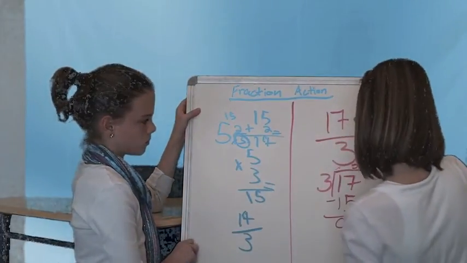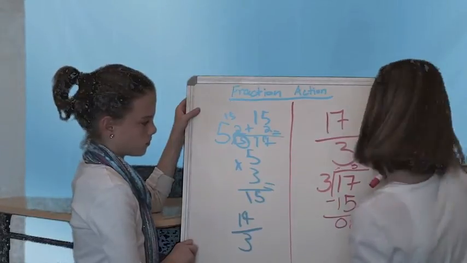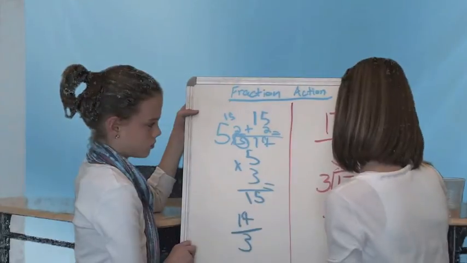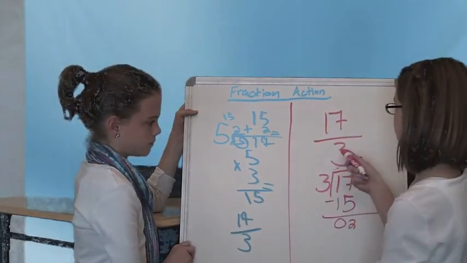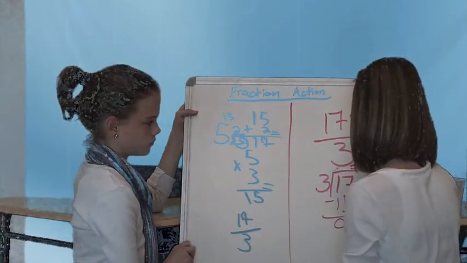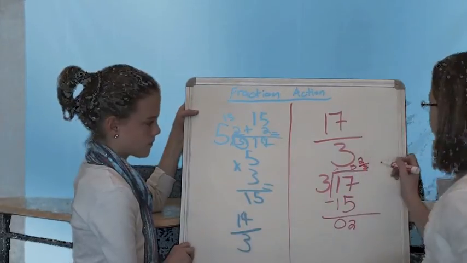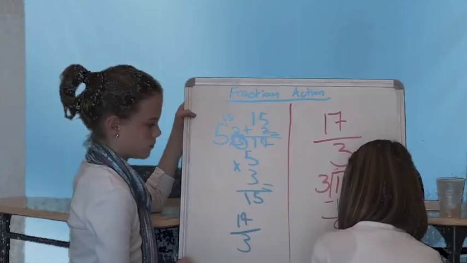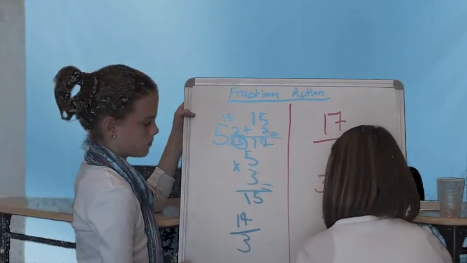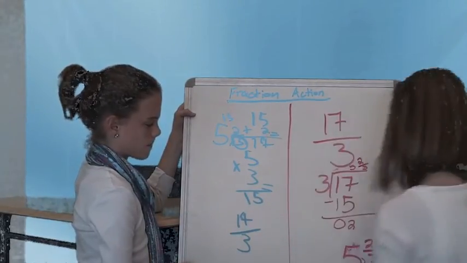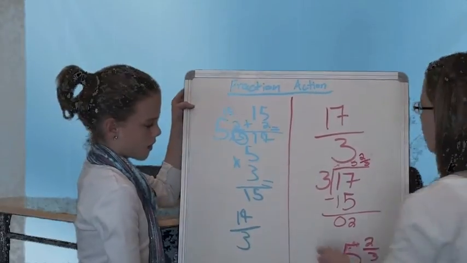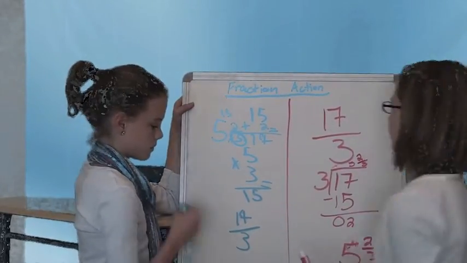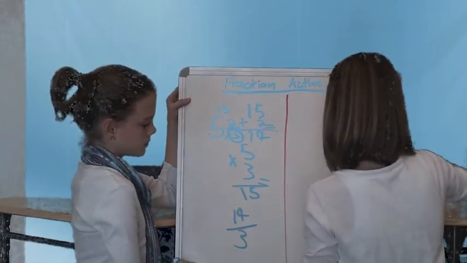But you can't do a remainder 2 on your fractions. So you'd have to put 2, and you remember the denominator always stays the same, so 2/3. So 5 2/3. 5 2/3 matches 17/3. So that's an improper fraction into a mixed number.